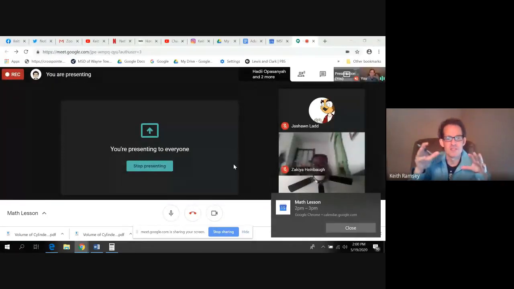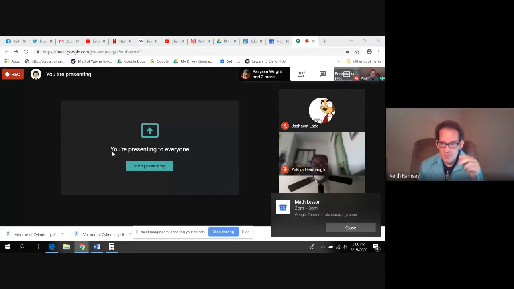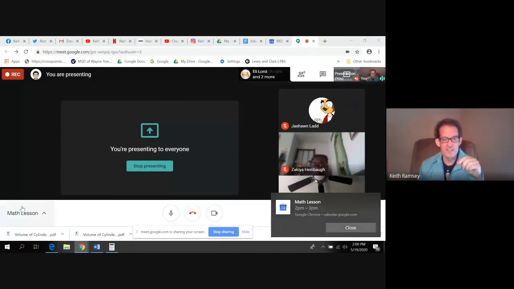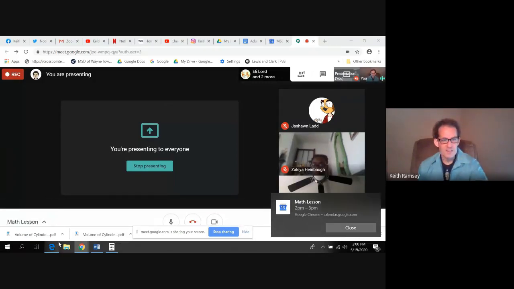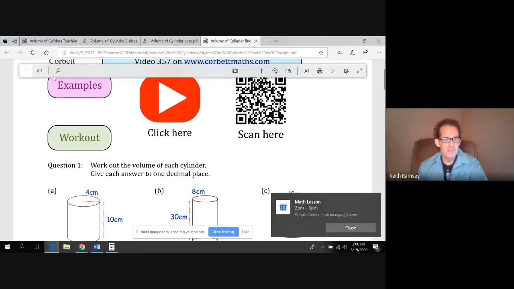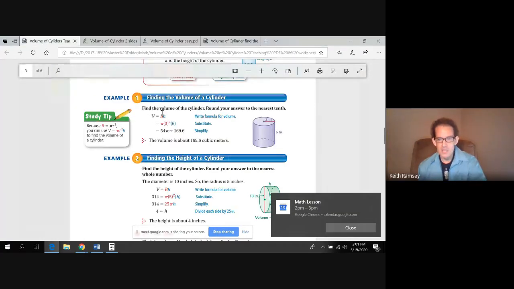just base times height. And so the base of a cylinder is a circle. So you're going to do 3.14 times the radius squared, and then times the height of the cylinder. I have a few examples that I want to start off looking at with you. And I would really recommend that you have a calculator for all of these, because you're going to do quite a bit of calculations to find out the volume of a cylinder.